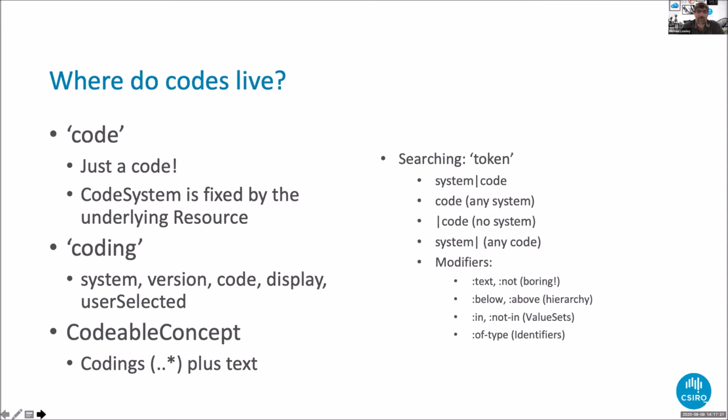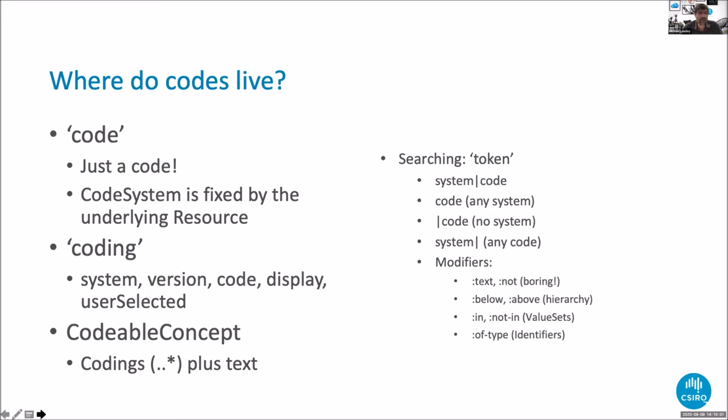So where do you find codes in FHIR? Well, there are a number of different data types in FHIR that relate to codes. There's the code data type. This is a primitive data type, and it's just the code from context, and the context will be either the resource, the underlying resource that the code type field exists in, or from a structure definition in an extension. Finding an extension, it will fix the code system, and so you just need to record the code.